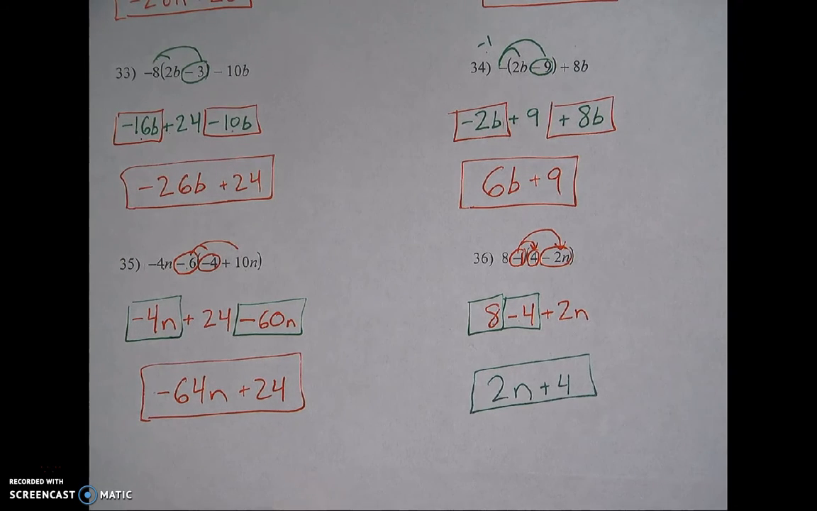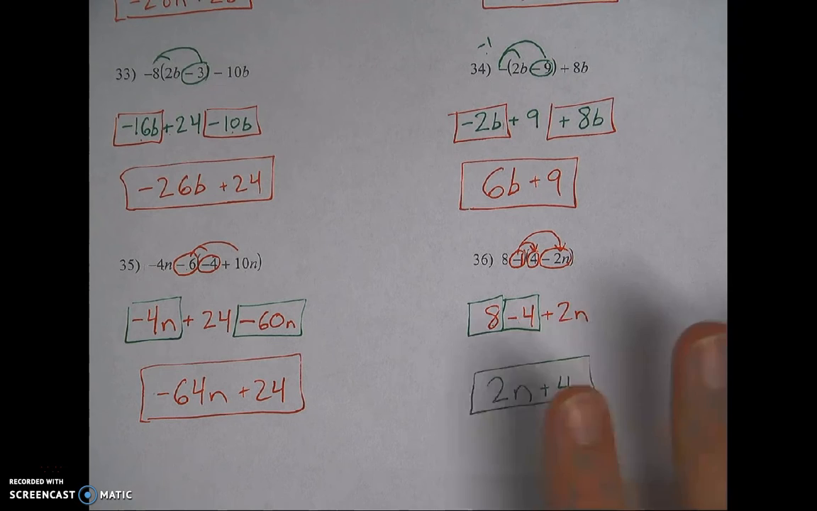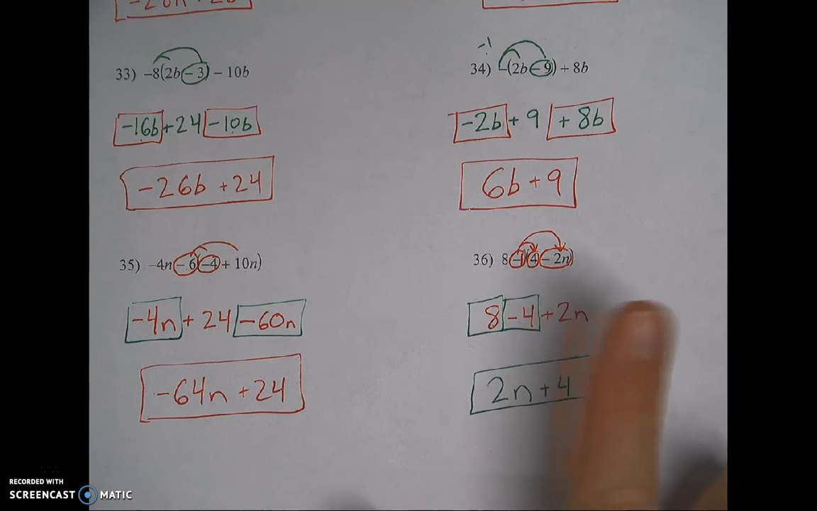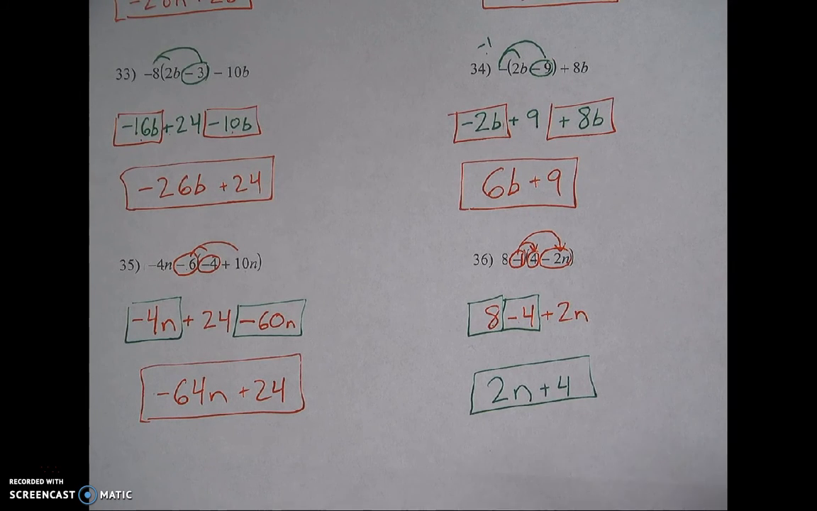All right, so that's how we simplify these expressions that start off a little more difficult. There's some distributing plus another number being added or subtracted. So you're going to handle the distributing first. And then your second step is to combine your like terms.